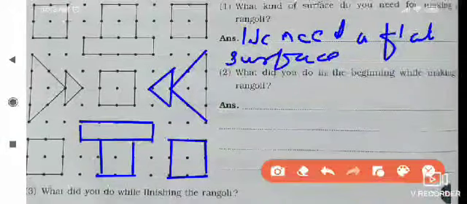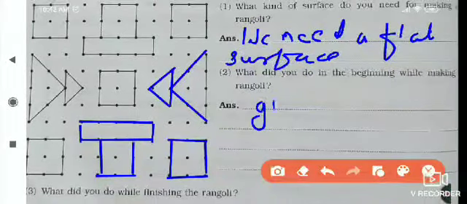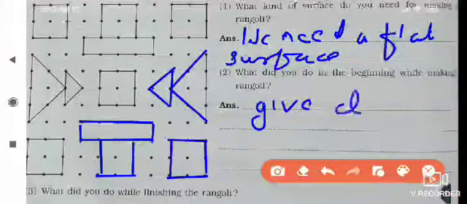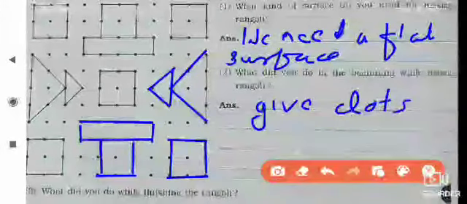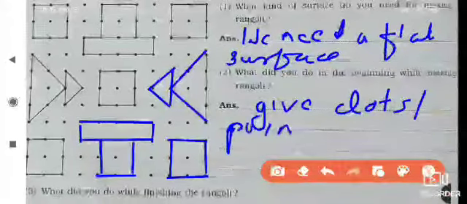Next, what did you do at the beginning while making the Rangoli? So what we are doing, we are giving the points, dots. We give the dots or the points at the beginning of drawing the Rangoli.